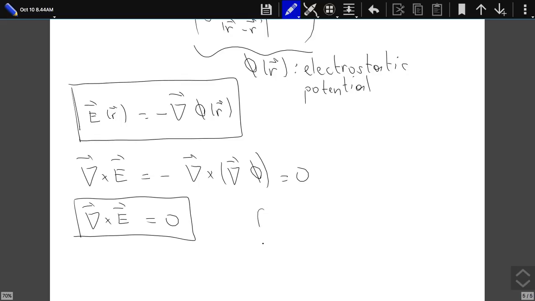Well, what this basically means is that just consider the integral of the electric field over any closed loop. We already know how to express this as an area integral. This will be equal to the curl of the electric field integrated over the surface bounded by this closed loop, but we know that the curl is 0, so this is equal to 0. So in electrostatics, the integral of the electric field around any closed loop is always 0.